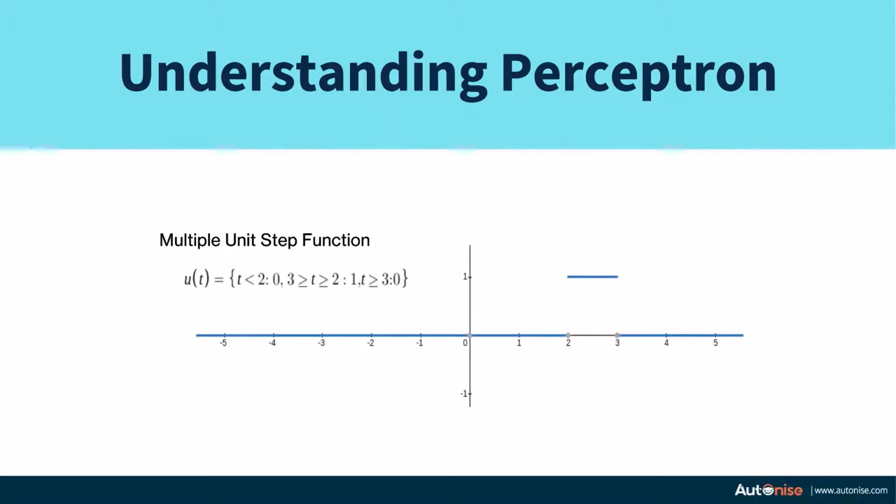Also, you can combine multiple unit step functions. You can add or subtract two unit step functions to create functions which behave like this. They have a value of 1 between two numbers, let's say 2 and 3, and for all other values it's 0. So you can combine multiple unit step functions to create complicated decisions. Like if the value is only between 2 and 3, you want to take a decision as positive, otherwise you take the value as negative.